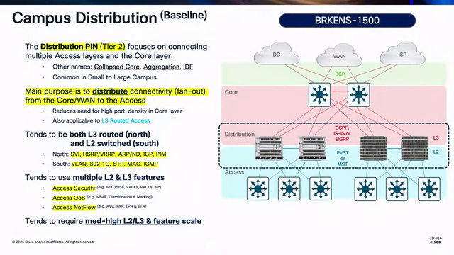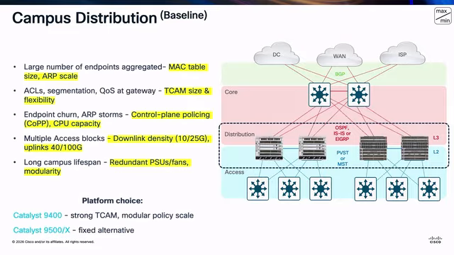So once you know the drill, the distribution will be quick, and the core as well. So classic distribution is just fanning out connectivity to the access and introducing layer 3 to the core layer, right?